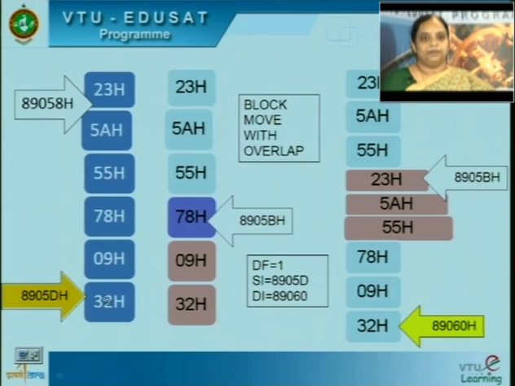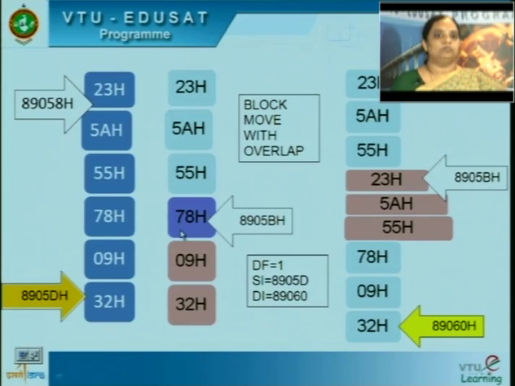So when I start copying from the end, first I move 32, then 32 will be moved here, then 9 you move, then 78 you move, then 55 you move into the place of 78, and then 5A here, then 23H. Hence we can copy the data without any loss. So if I start from the beginning, what will happen? First itself you move 23 to 78. So before 78 is copied, it is overwritten with 23. You are losing the data in this case of block move with overlap.